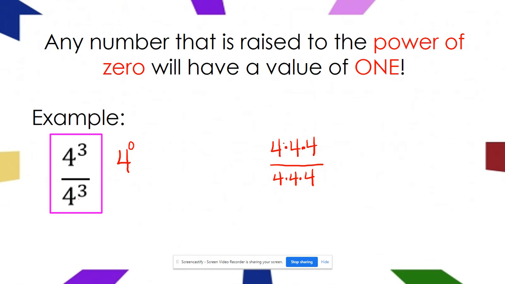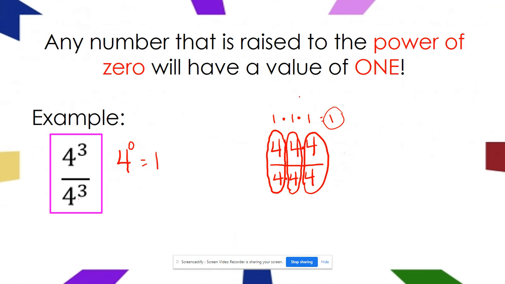Now, we've shown this before that every time we have 4 over 4, that's a 4 divided by 4, which is actually 1. So this makes 1, then this 4 over 4 makes 1, and then this 4 over 4 makes 1. Well, technically, I'm supposed to be multiplying all of those together. 1 times 1 times 1 is going to give me 1. So when I have 4 to the third over 4 to the third, that makes 4 to the 0. But that is always going to equal 1. So our rule for a 0 power is that any number raised to the 0 power is actually going to equal 1.